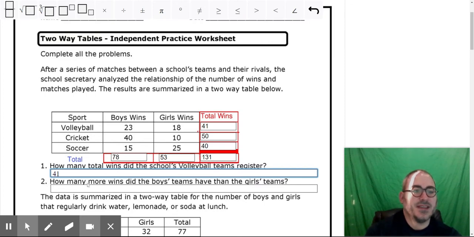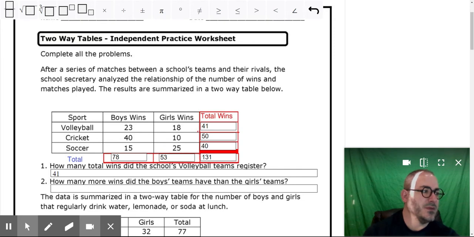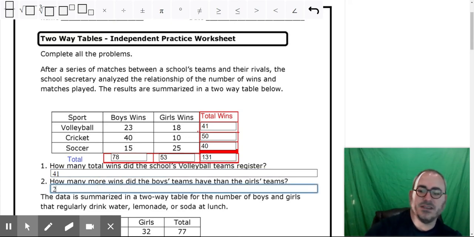Question number 2 asks, how many more wins did the boys' teams have than the girls' teams? Well, the boys' teams total is over here, and the girls' teams total is over here. So I'll do 78 minus 53 to find out the difference of these two numbers. Finding the difference means subtraction. So 78 minus 53 is 25. The boys won 25 more games than the girls did.